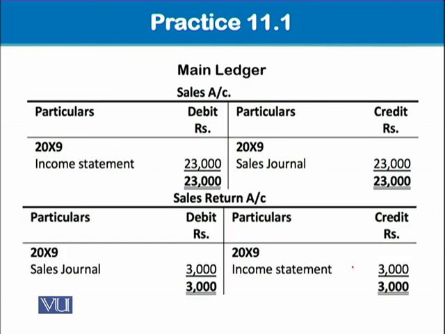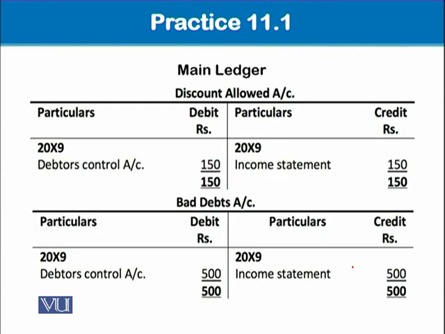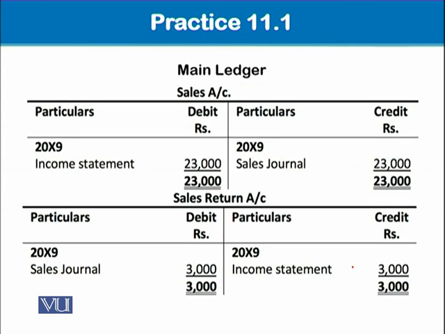Now see, in the main ledger, we will prepare sales account as well, and then sales return account, and then discount allowed account, and then bad debts account. And one thing very important, that in sales and sales return and in other ledger accounts as well, we will not put individual sales transactions. Only one single posting will be done from the sales journal with the total amount of the sales journal over here.